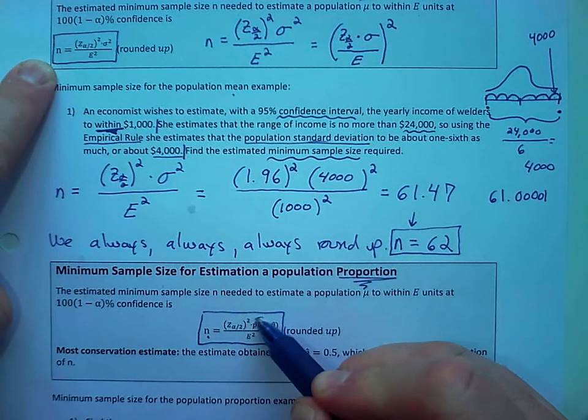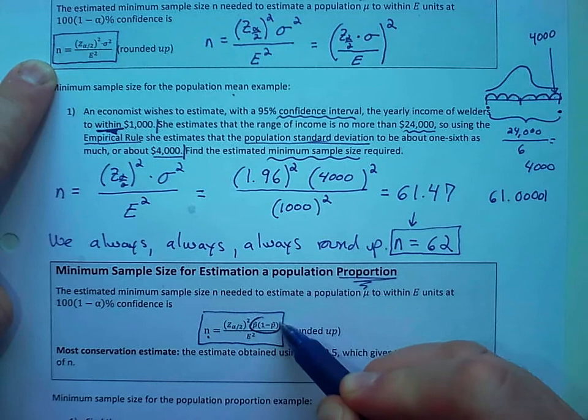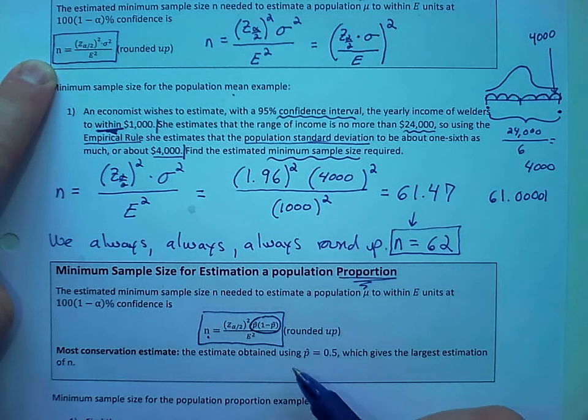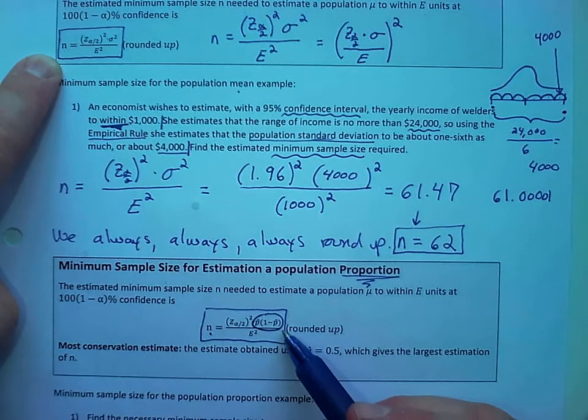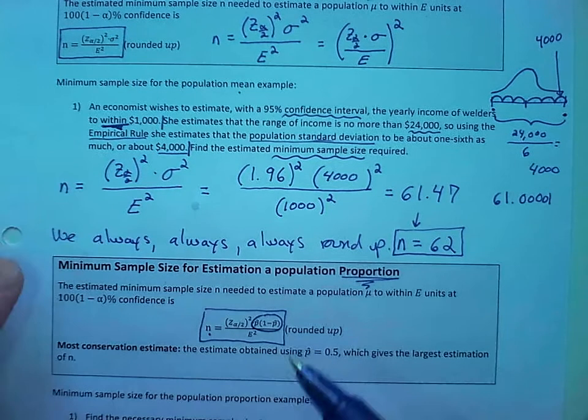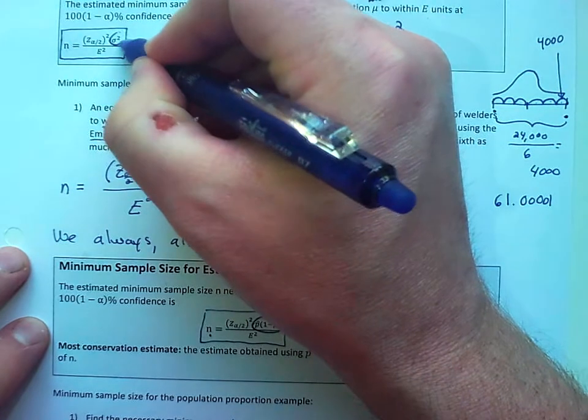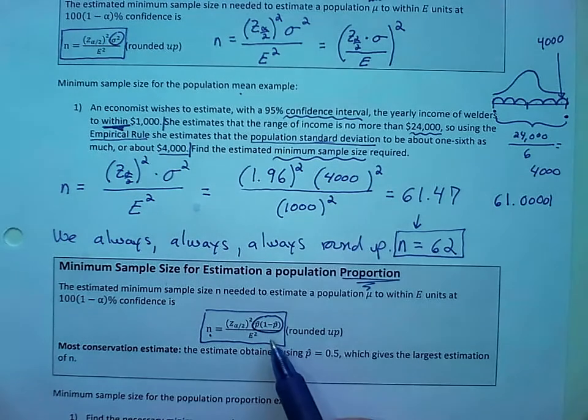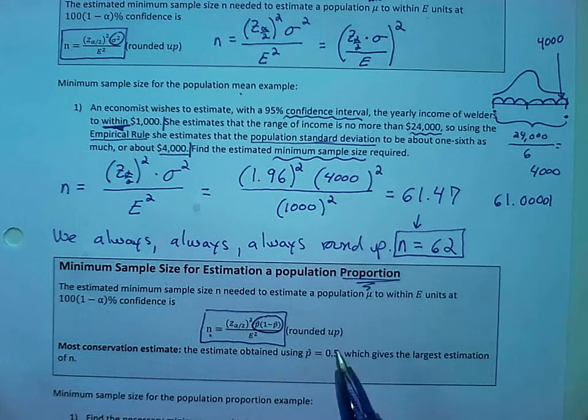The only thing that's different in this formula is that we're replacing sigma squared with p hat times 1 minus p hat. And remember that p hat stands for our sample proportion. Alright, so here's this.